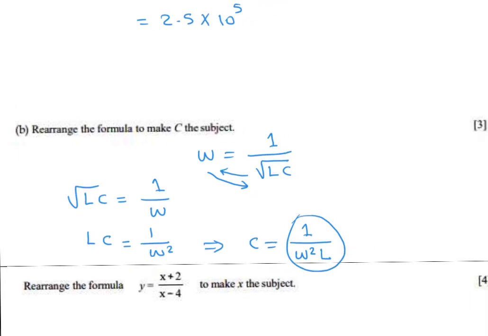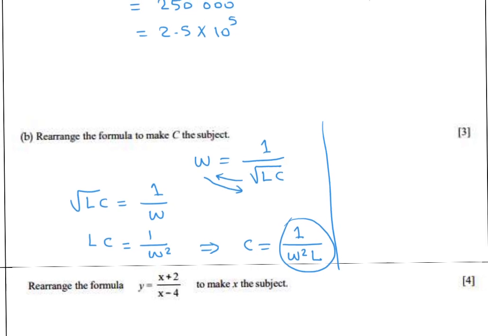Or you can solve it a different way. We have W equals 1 over the square root of LC. You can square both sides. So W squared equals 1 over LC. Am I right?